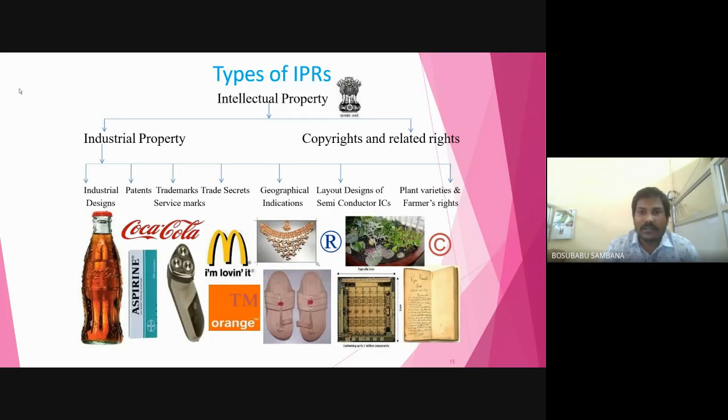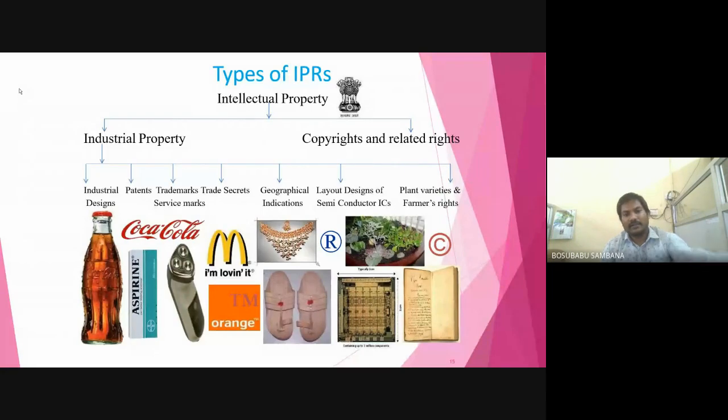Then the types of IPRs. You know that intellectual property is generally categorized into two factors based on evolutionary factors: industrial property, and copyrights and related rights. Under industrial property, first are industrial designs, like Coca-Cola, and patents, trademarks, trade secrets, geographical indications, layout design of semiconductor ICs, and plant varieties and farmer rights for agriculture design purposes. Here, industrial designs include the bottle, and the cap also comes under industrial design.